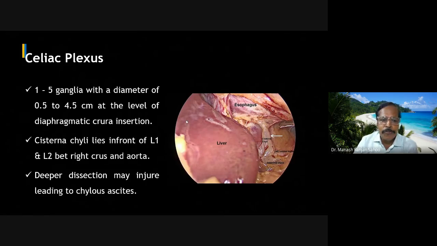Celiac plexus has 1 to 5 ganglia with a diameter of 0.5 to 4.5 centimeters at the level of the diaphragmatic crura insertion. The cisterna chyli lies just at L1, L2 between the right crus and the aorta, and deeper dissection may injure it, leading to chylous ascites. So while a surgeon dissects the cruroesophageal junction, he should never come nearer to this area, I mean nearer to the junction of both the crura, and never try to intervene in this area, that is the zone for the cisterna chyli.